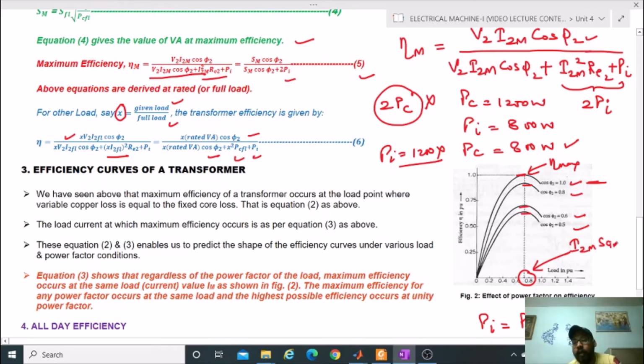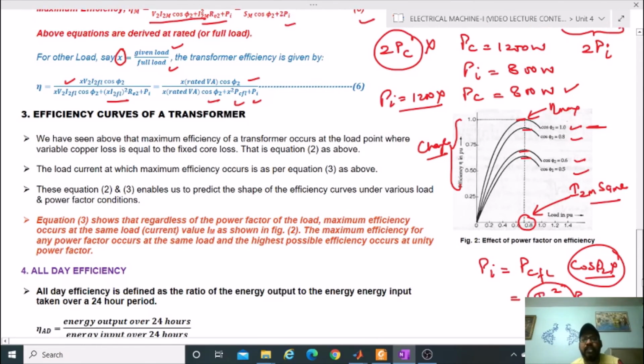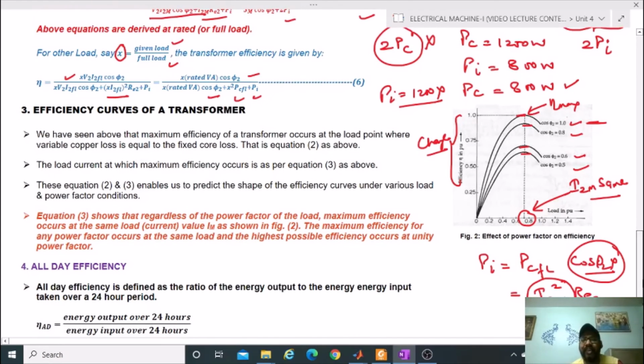I2M will remain the same, but the value of maximum efficiency will change. And it will be the maximum when it is unity power factor. You have to keep this in mind. It can be asked in an interview question: how does the maximum efficiency of a transformer depend upon the power factor? So it can be simply answered as: the maximum efficiency of a transformer will occur at unity power factor for the same loading.